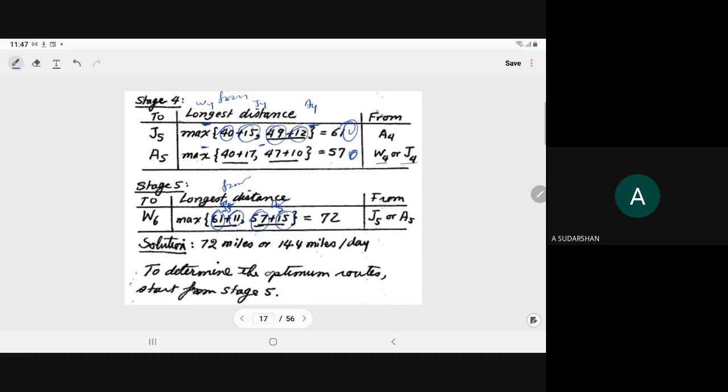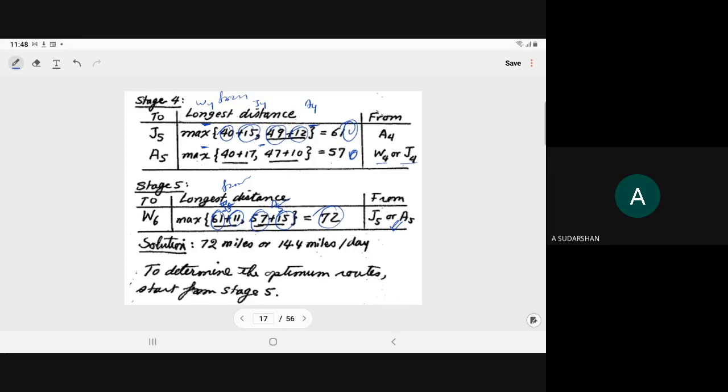So 72 you are getting from both. That's why here we are writing from J5 or A5. It means the total maximum distance you can cover in 5 days will be 72 miles. Now, which route should it follow? For that, we start from stage 5.